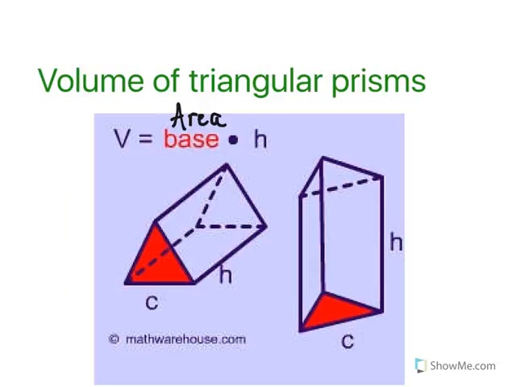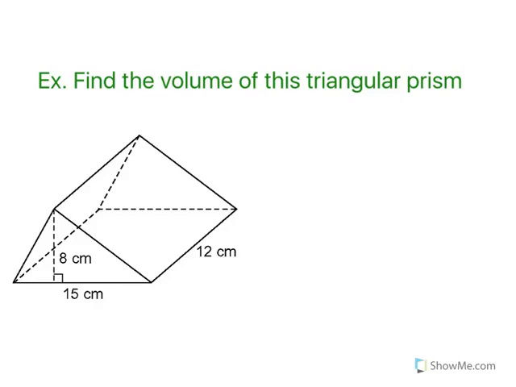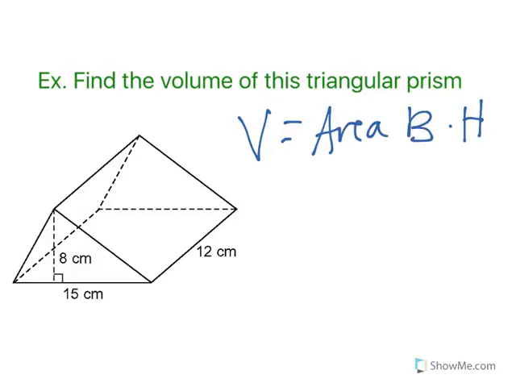Next example is to find the volume of a triangular prism. So very similar to the other equation, but we're finding the area of the base and multiplying by the height. So you have to find this area first, and then we have to multiply it by the height. So in this example, it says find the volume of this triangular prism. Okay, so we know that the volume of the prism is going to be the area of the base times your height. Then I just wrote that for short.